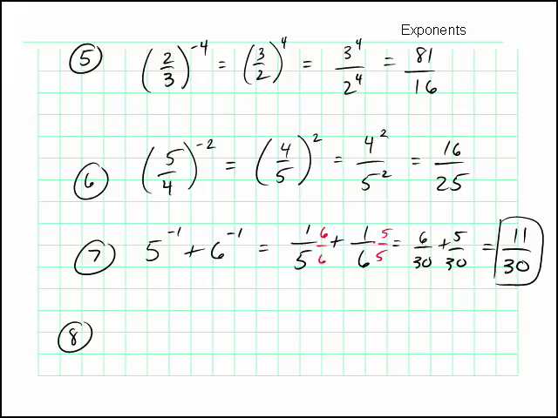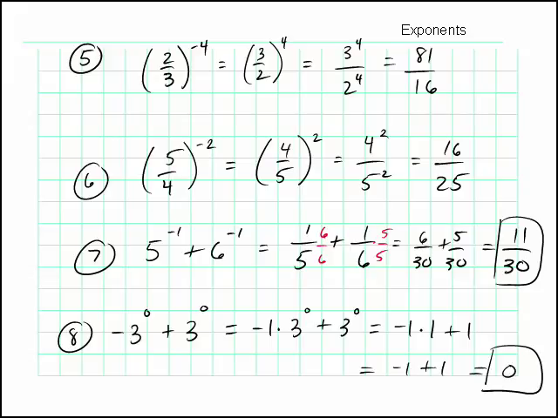Number 8, -3 to the 0 plus 3 to the 0. Now, since there are no parentheses around that -3, this actually means -1 times 3 to the 0 plus a 3 to the 0. We learned that anything to the 0 power is a 1. So this is a -1 times a 1 plus a 1. That is a -1 plus 1, which is 0. And so problem 8 is equal to 0.